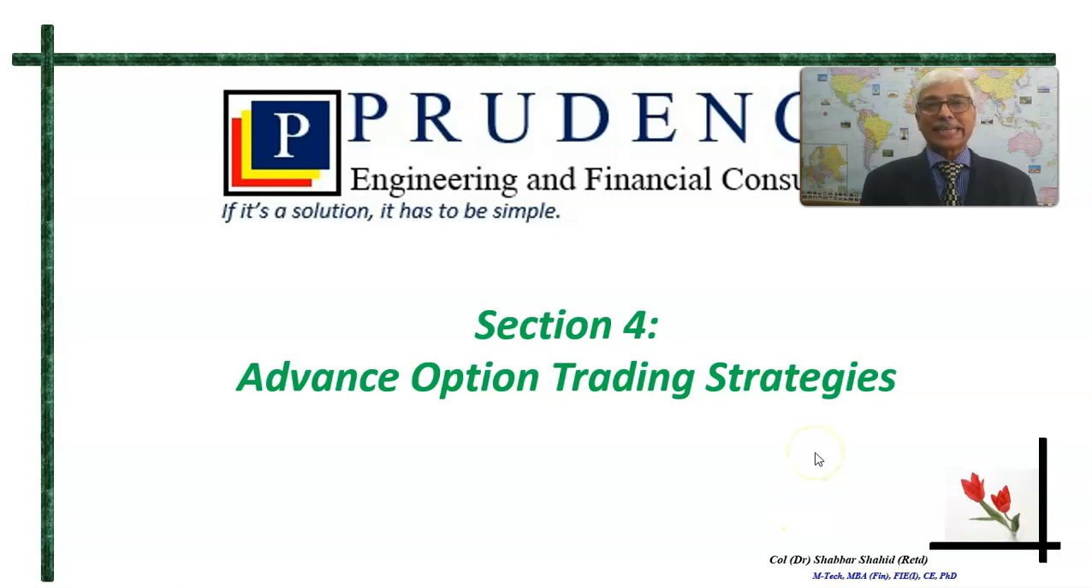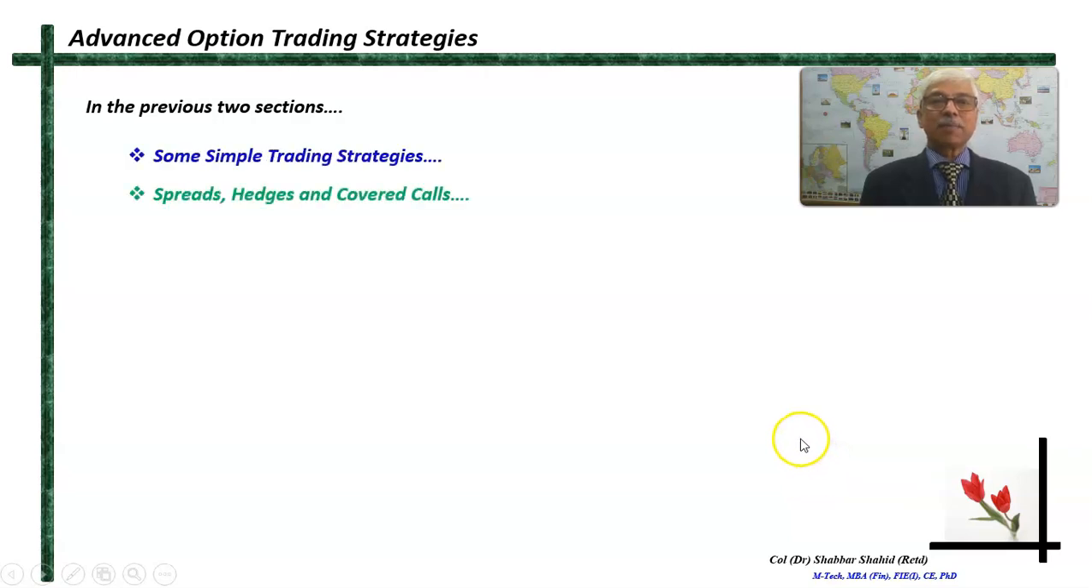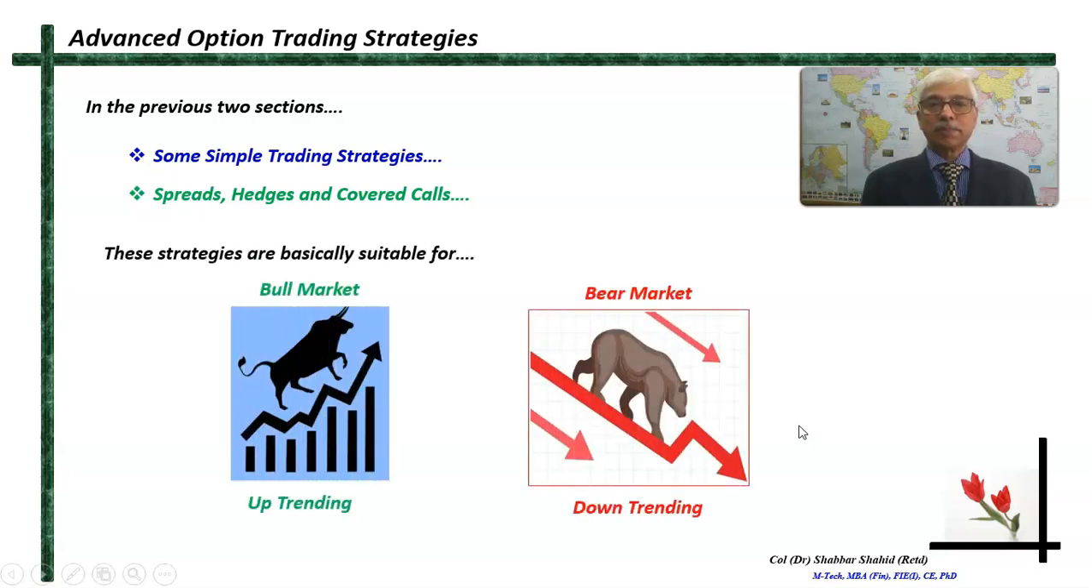So welcome back once again. Now in the previous two sections, we have learned about some simple trading strategies and we have also learned about spreads, hedges and covered calls. But you see, those strategies were basically suitable for a bull market, that means when prices were in an uptrend, and they were also suitable for a bear market, that means when the prices were going down. In both these markets, the strategies which we have studied were good enough.